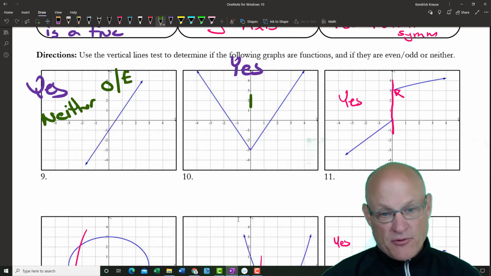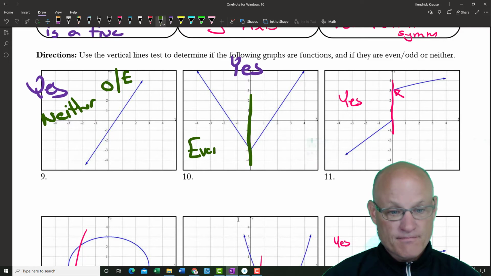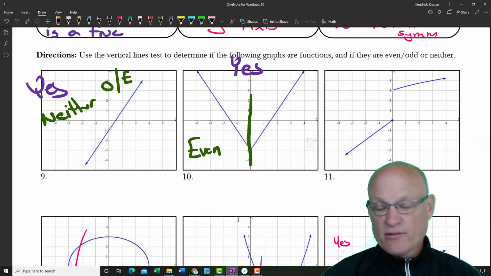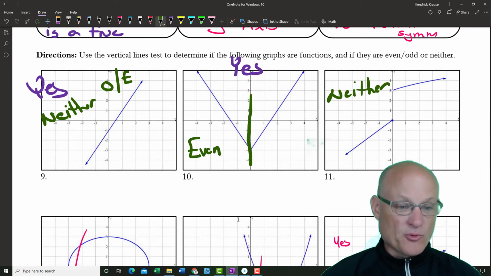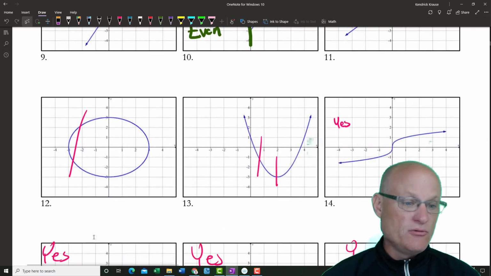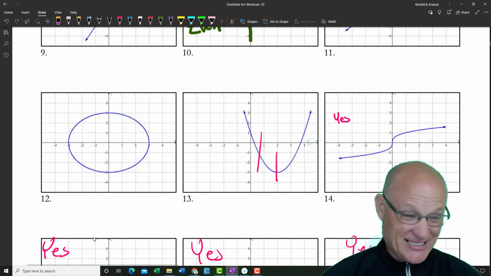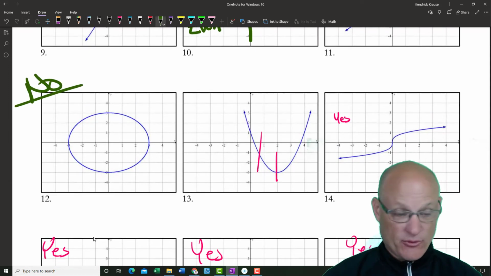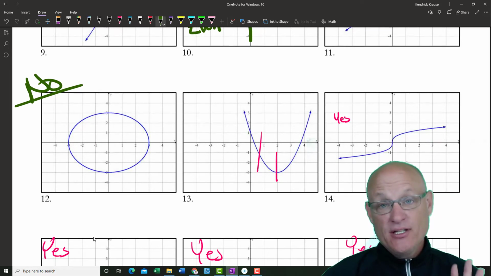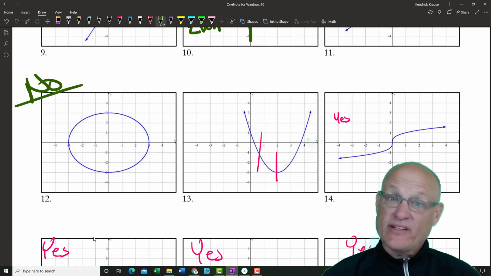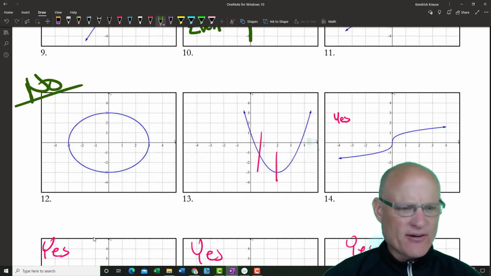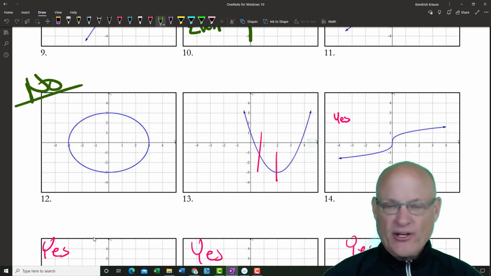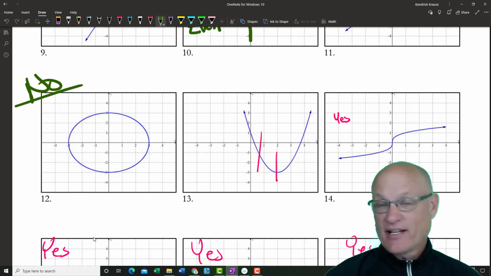If I draw a vertical line through here, I see the same on the left and the same on the right, so this is even. This one, it should be obvious, it's neither. Now this one has 180 rotational symmetry, and we said it was not a function, and it has symmetry with respect to the y-axis. So you might think it's an even function and an odd function, except we already said it's not a function. So if you say it's not a function, don't start telling me it's an even function. That's kind of silly, right?